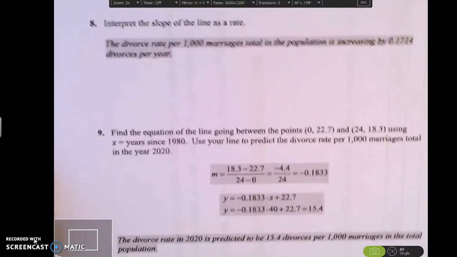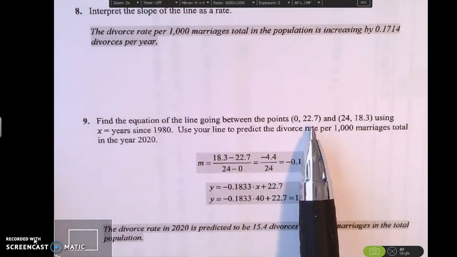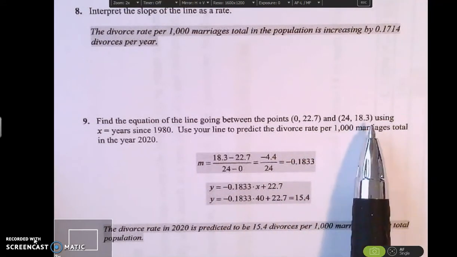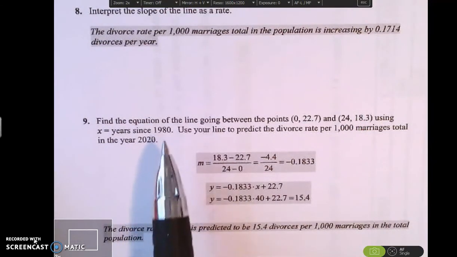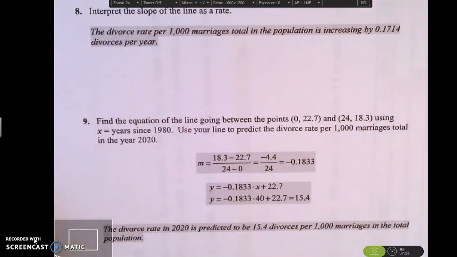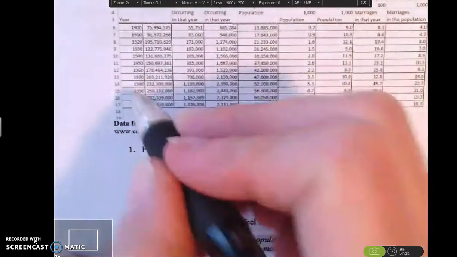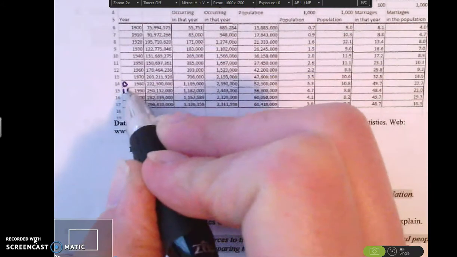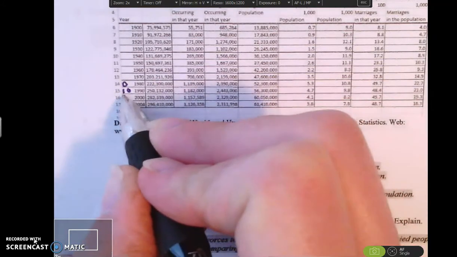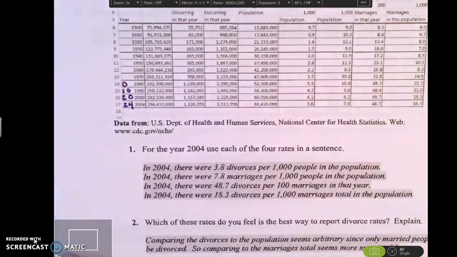So then we have another step. It says, what if I picked two of the points in the graph? So I picked (0, 22.7) and (24, 18.3). X is the years since 1980. So here we go again. Years since 1980, so this would be year 0, this would be year 10, this would be year 20, and this would be year 24.